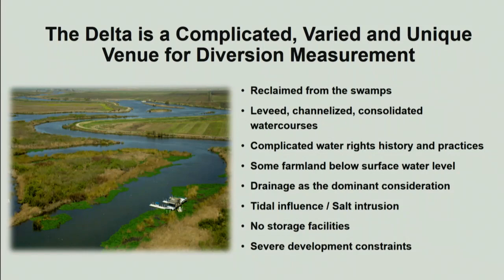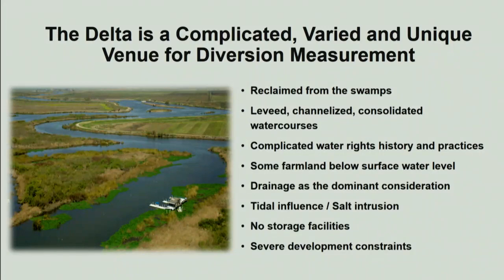So the Delta was changed dramatically from its natural state as a swamp and estuary into a channelized, leveed area in the period from about 1850 till well before 1914. So most of the water rights in the Delta are not subject to the administrative jurisdiction of the State Water Resources Control Board, and that complicates things.